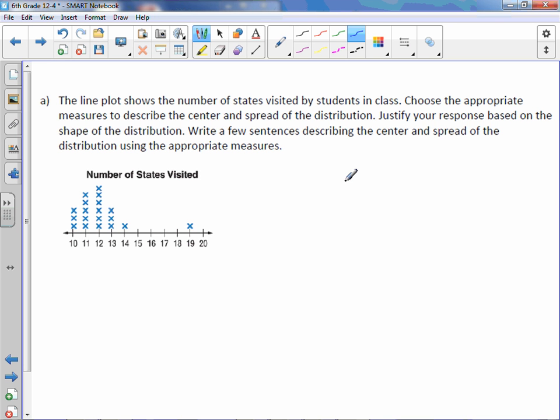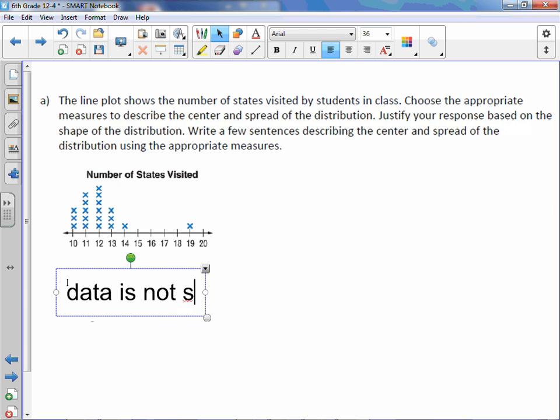So the line plot shows the number of states visited by students in class. Choose the appropriate measure to describe the center and spread of the distribution. Justify your response based on the shape of the distribution. Write a few sentences describing the center and the spread of the distribution using the appropriate measure. So the first thing we need to figure out is, is it symmetric? If I draw a vertical line anywhere on this graph, it will not be the same. So this is not symmetric. So let's write that down. Data is not symmetric.